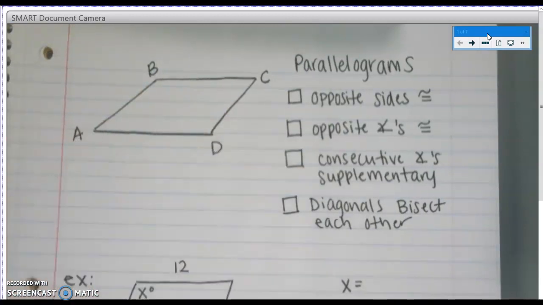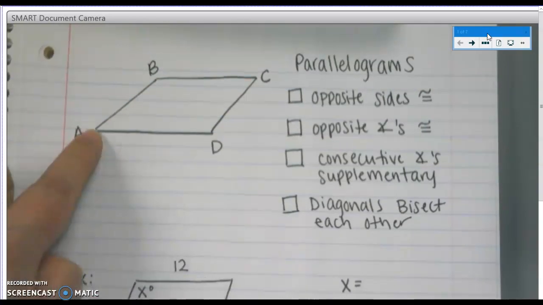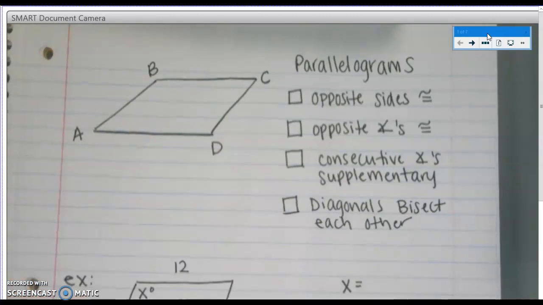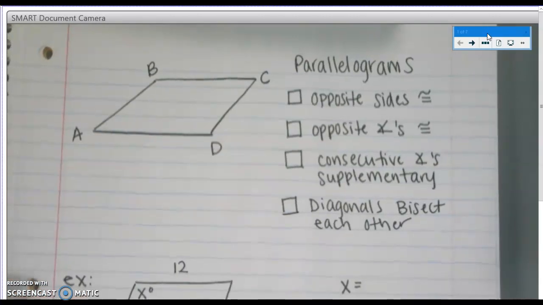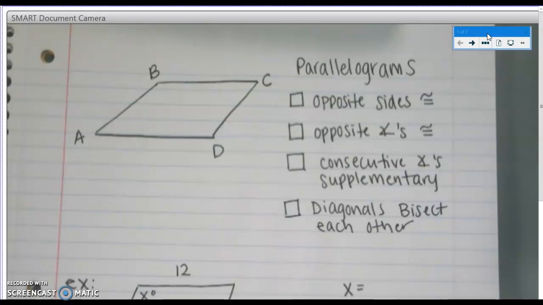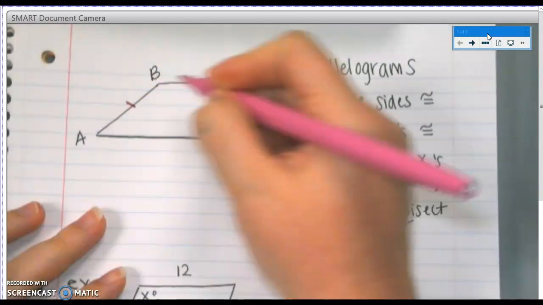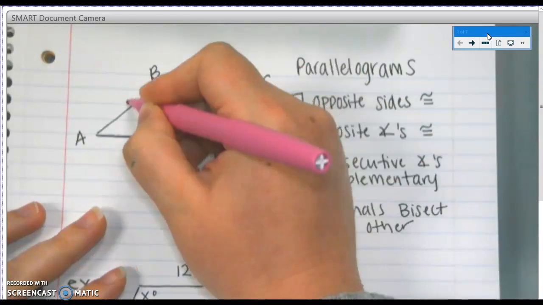So if you ever have to draw your own parallelogram, just make sure you pick a vertex, a corner, and then label alphabetically all the way around. All right, so parallelograms obviously have opposite sides parallel, but the properties that we're going to need to actually use to set up equations are the ones that I've listed here. So in a parallelogram, opposite sides are congruent to each other.